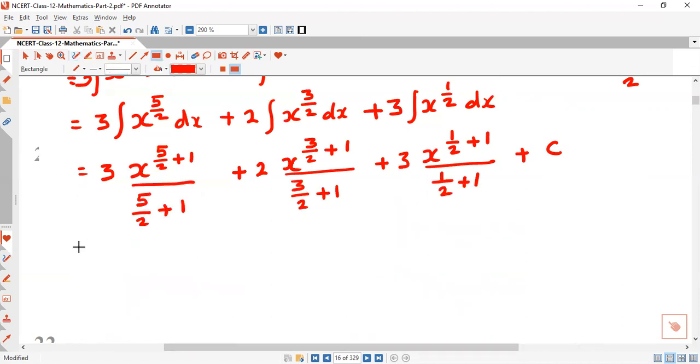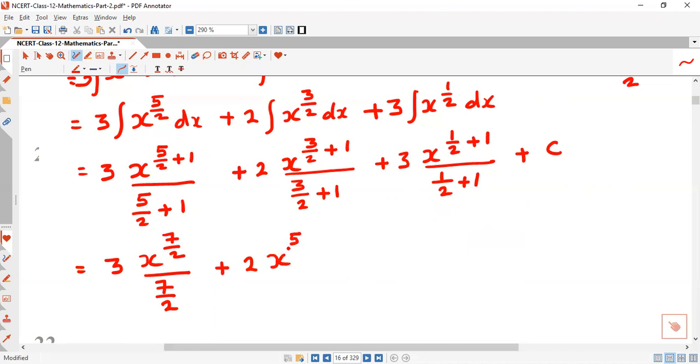So now, if you simplify this one and add the terms, what are you getting? 3 x raised to 5 by 2 plus 1 comes out, you see this one, 7 by 2, x raised to 7 by 2 divided by 7 by 2, plus 2 times x raised to 5 by 2 divided by 5 by 2, plus 3 times x raised to 3 by 2 divided by 3 by 2, plus some constant c.